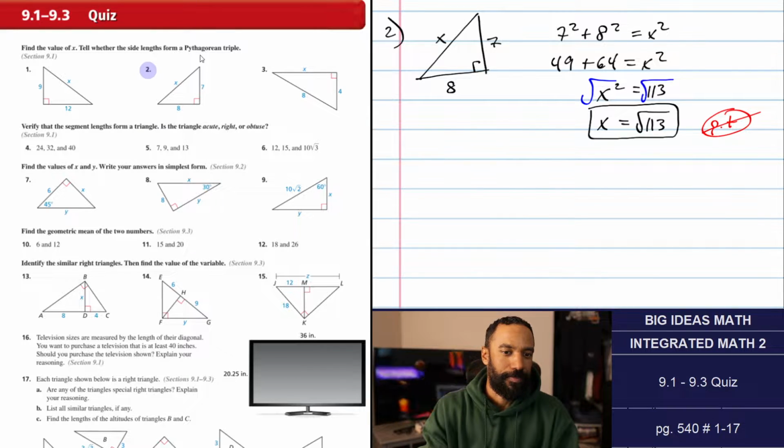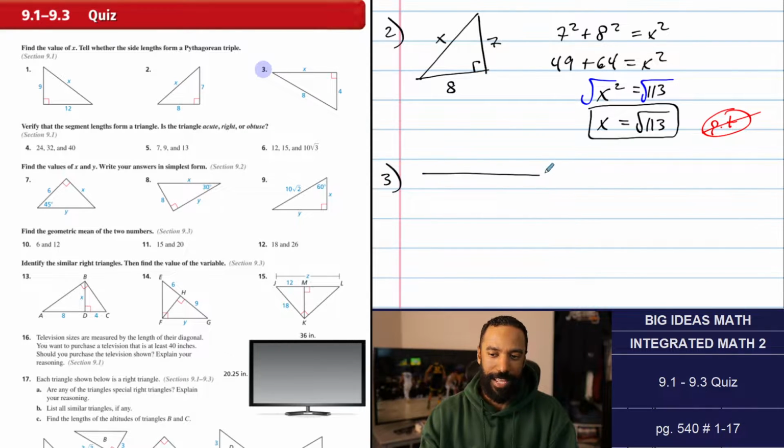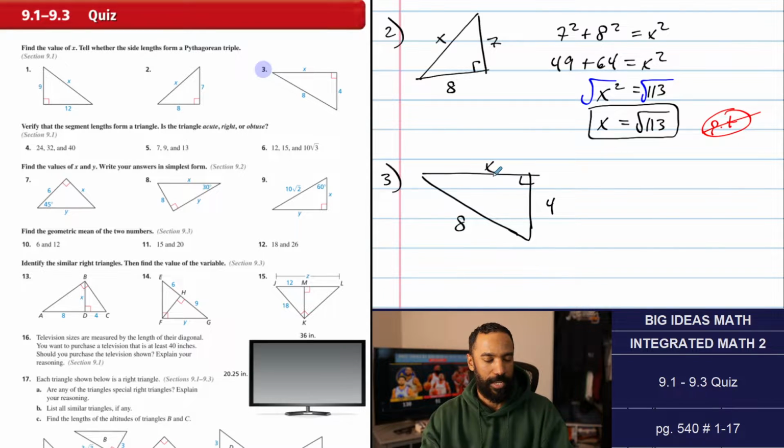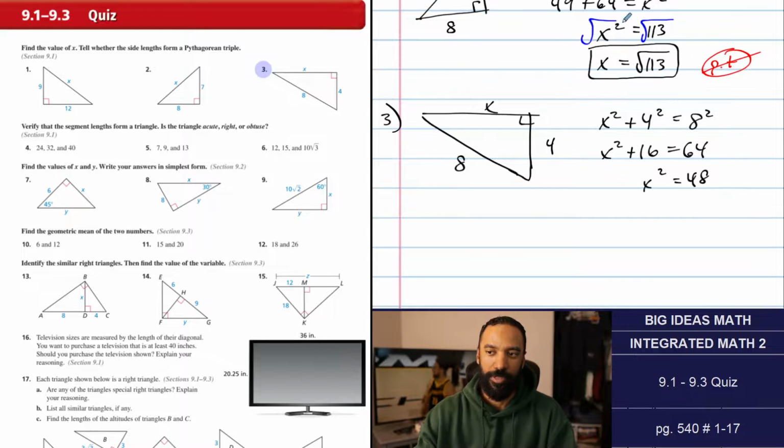Number 3. x, not a Pythagorean triple, by the way. x is one of the legs of this right triangle this time. So I won't do 8 squared plus 4 squared equals x squared. No, x is one of the legs. So it belongs with the 4, also one of the legs here, and we try to find x within this. So we subtract 16 from both sides instead of combining those through addition, and we get 48, and we'll take the square root of both sides here.